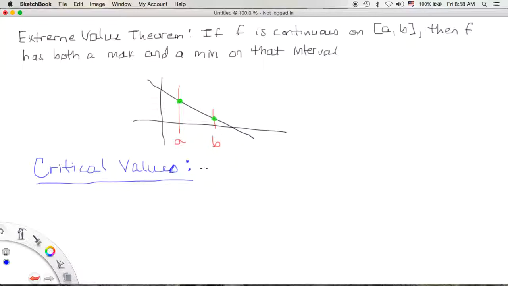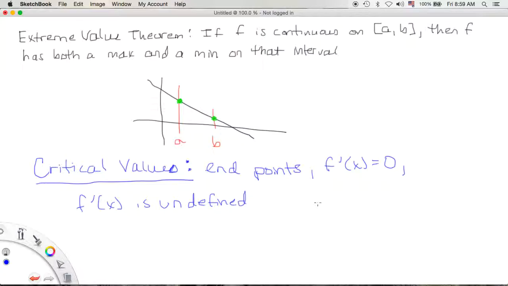So we just discovered that we need to look at the endpoints. We talked about that we need to look at when the derivative is equal to 0. And then the other time we need to look is when the derivative is undefined. Because, for example, in an absolute value function, we may not be able to find the derivative there, but that's clearly a minimum point. So our critical values are at the endpoints, when the derivative is 0, and when the derivative is undefined. And that will tell us where we look for our extreme values.